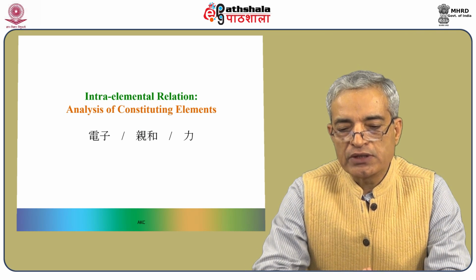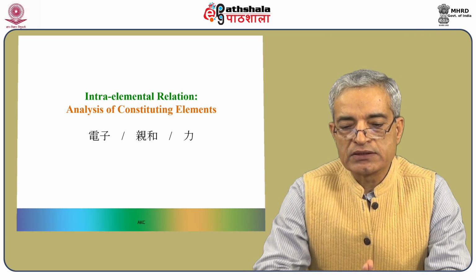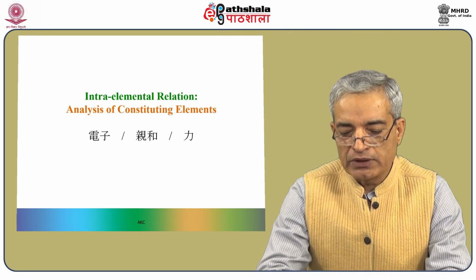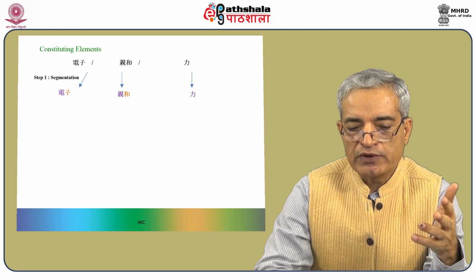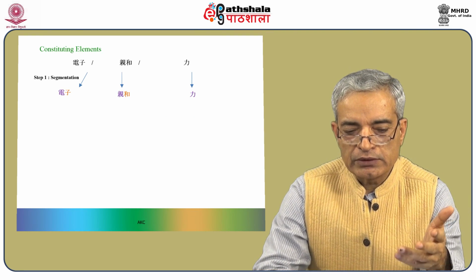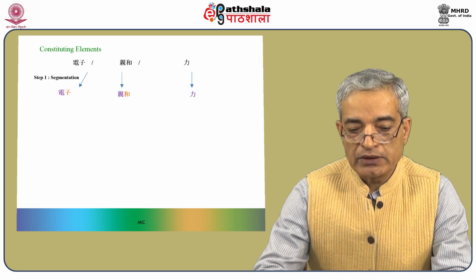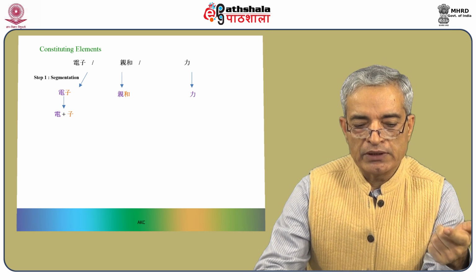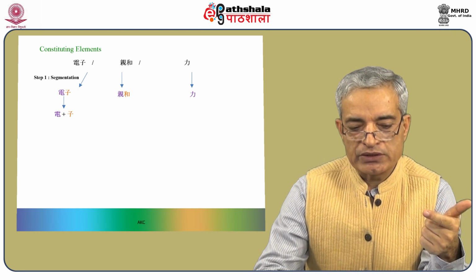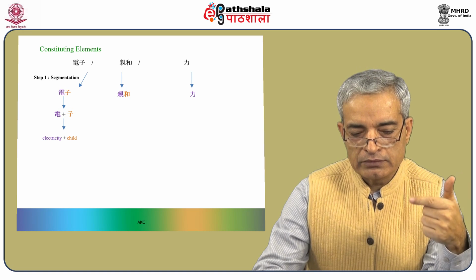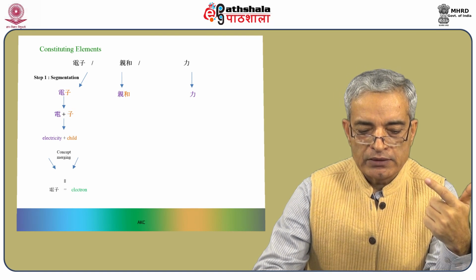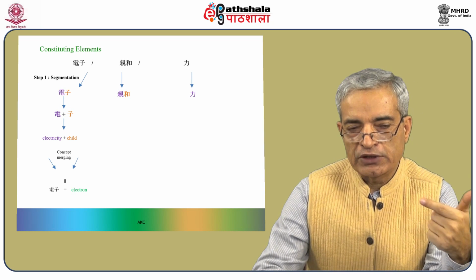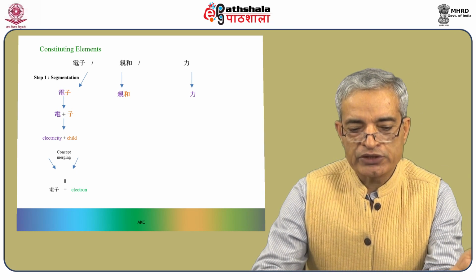Let's try to see the intra-elemental relation through the analysis of constituting elements. The example picked up is Denshi Shinwa Ryoku. When broken into segments it will come as Denshi, Shinwa and Chikara, that is Ryoku. Denshi further is Den is electric and Shi is Kodomo, and electricity plus child makes the concept electron or electronic, but electronic will come based upon the context.